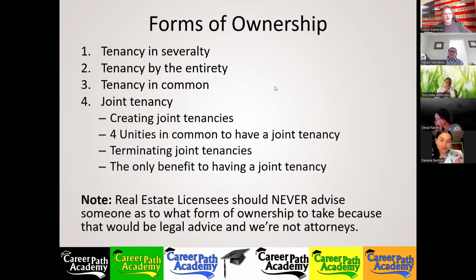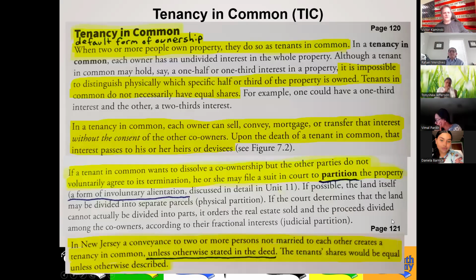Tricky. All right, so let's do some highlights here for tenancy in common to know the details of what we're going to need to know. It's a default form of ownership, 2 or more people not married to each other.